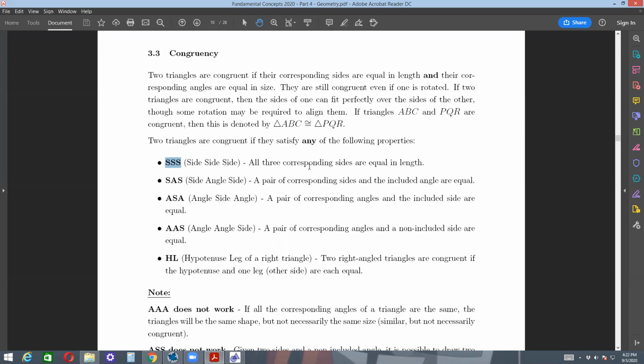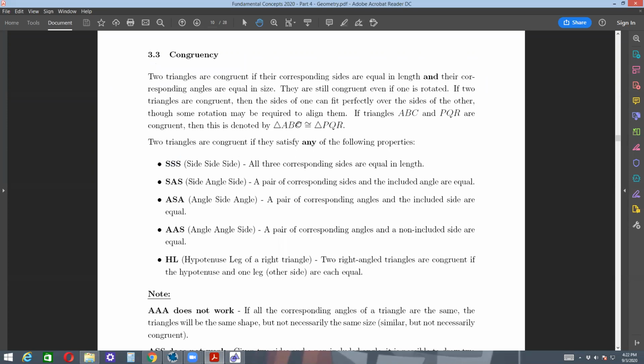I don't mean the sides of triangle ABC must be the same length. I mean AB must be equal to PQ, BC must be equal to QR, and AC must be equal to PR. The corresponding sides must be the same length. SAS also works for congruency, except again, we're no longer looking at the ratios, we're looking at the actual lengths. The lengths must be equal and then the included angle must be equal.